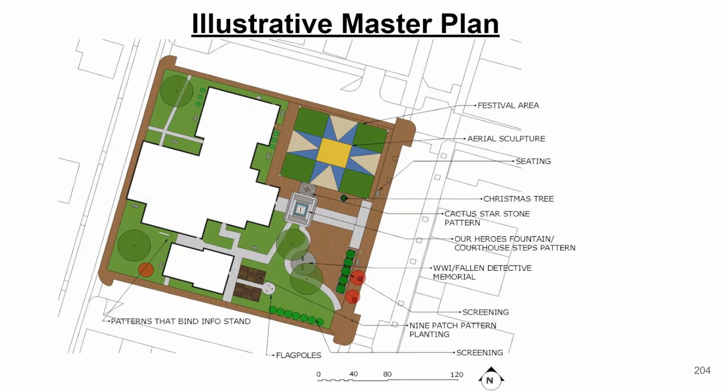I also incorporated the quilting patterns into my planting beds here with the 9-patch pattern, and I repurposed the World War I and fallen detective memorial. Here in the middle, at the center of the site, you can see there's a fountain, and I did end up designing it after the Our Heroes foundation. They have demolished that foundation, but I thought maybe it would be a good thing to rebuild and then outline it with the courthouse steps pattern.